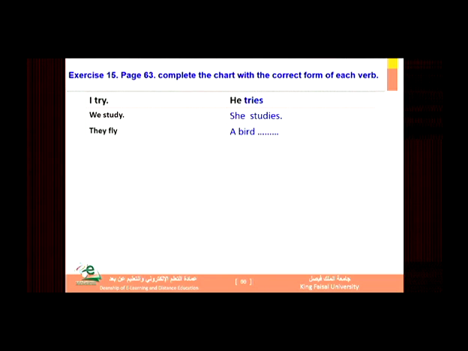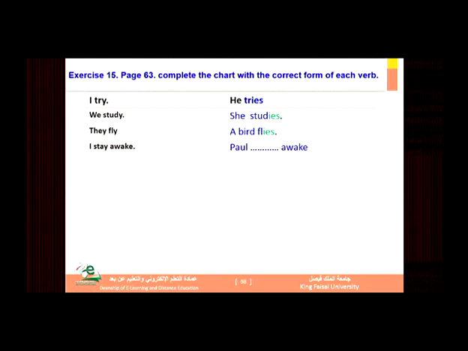Similarly, they fly. A bird, which is a third person singular, flies. Why did we change fly into flies? We have Y at the end of the verb, preceded by an L, and this L is a consonant. So we have to change the Y into I and add ES. A bird flies.